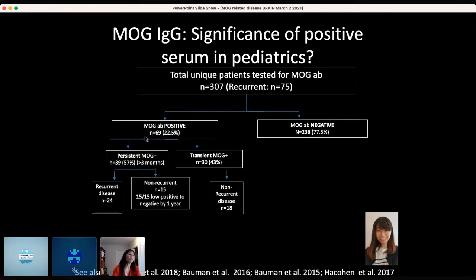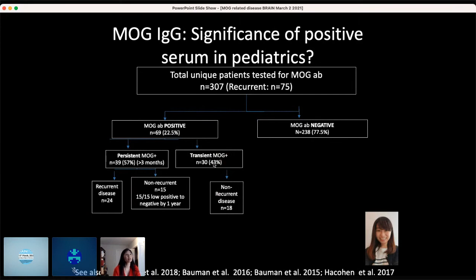But importantly, many of them are transient, and those that become negative within 3 months represent almost half of the population. And if you look further, it's very clear that of that 22% of positive patients, only about a third will end up with recurrent disease. So the positivity is significant and important, but you need to pay attention to whether or not it persists within the system.